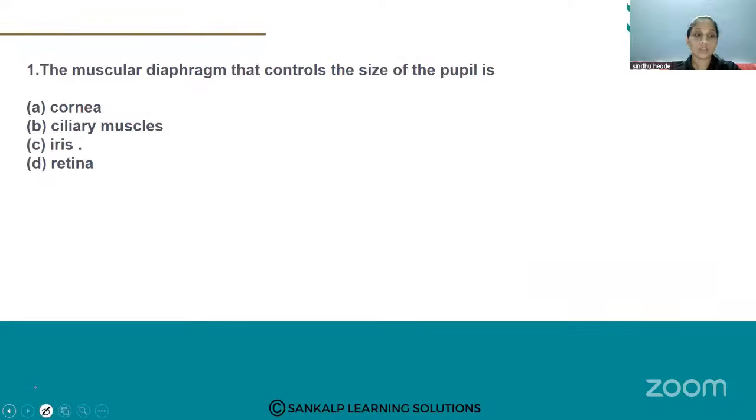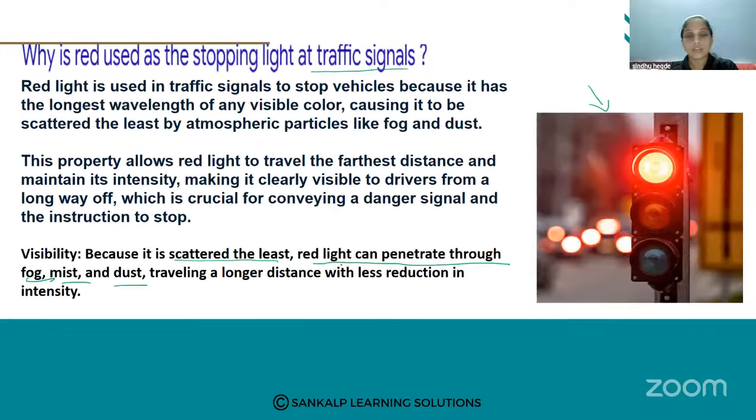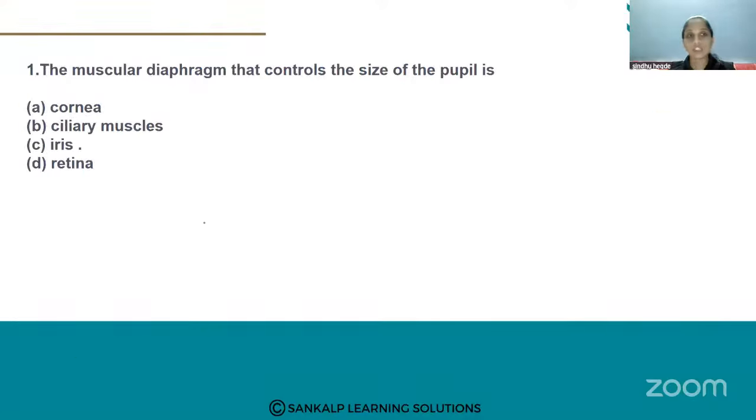So these are all the concepts which we have studied in this topic. Okay, we'll see some important MCQ questions related to this chapter. First one, the muscular diaphragm that controls the size of the pupil is: cornea, ciliary muscles, iris, or retina. Which option is correct? The question is related to what controls the size of the pupil. Which part controls the size of the pupil?